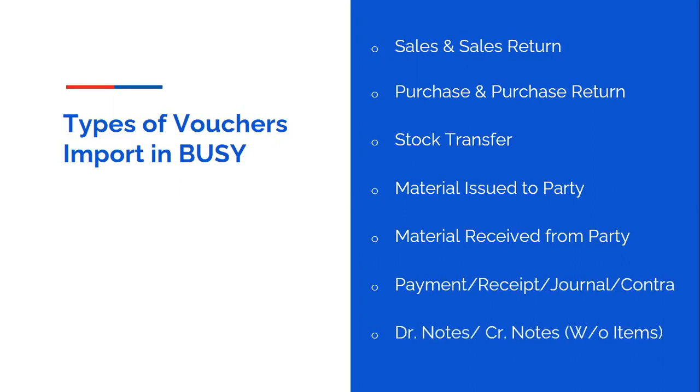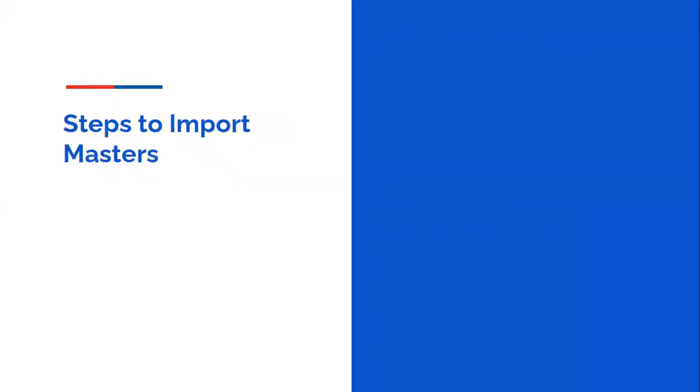So these all the vouchers you can import. Almost all the vouchers you can import from the MS Excel, and you can quickly import from the MS Excel into Busy software, so you can save your time. So next is steps to import master. What are the steps of import master?